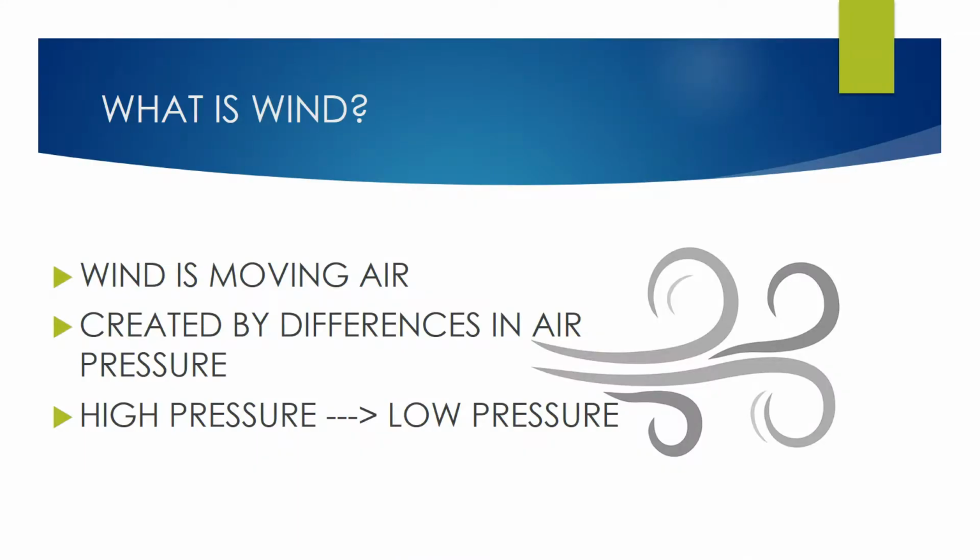So in order to understand that, we've got to understand what wind is. It's a very simple definition. Wind is just moving air, air that moves from one place to the other. Now, what causes wind or air to move from one place to another? Well, we have differences in air pressure, from areas that are high pressure to areas that are low pressure. And usually air tends to move from areas of high pressure to areas of low pressure.